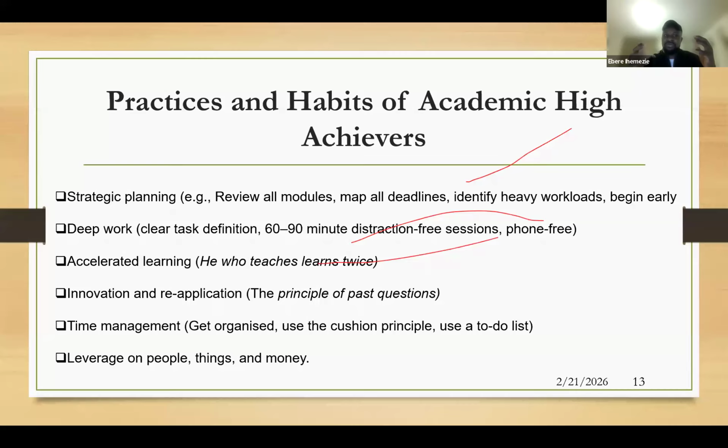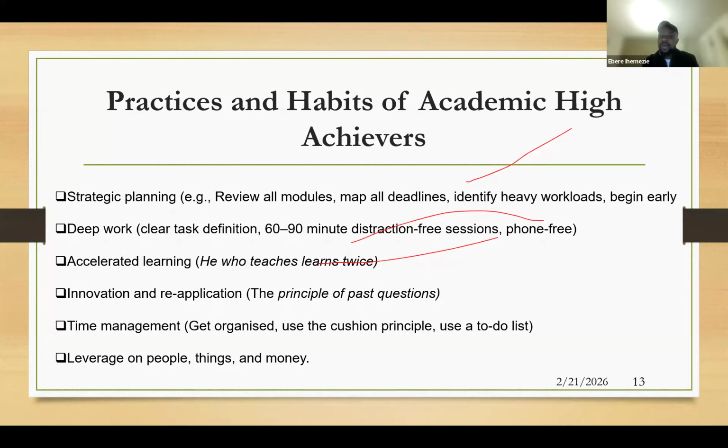And then deep work, and it's not just about I'm going to read. For every deep work, you must set out what you want to achieve. So I want to solve all the past questions from this particular chapter. That is what you want to achieve during that deep work. I want to summarize this chapter and understand what this chapter is talking about. That is the practice of deep work. So for every deep work, you must set out, okay, this is what I'm going to achieve at the beginning.